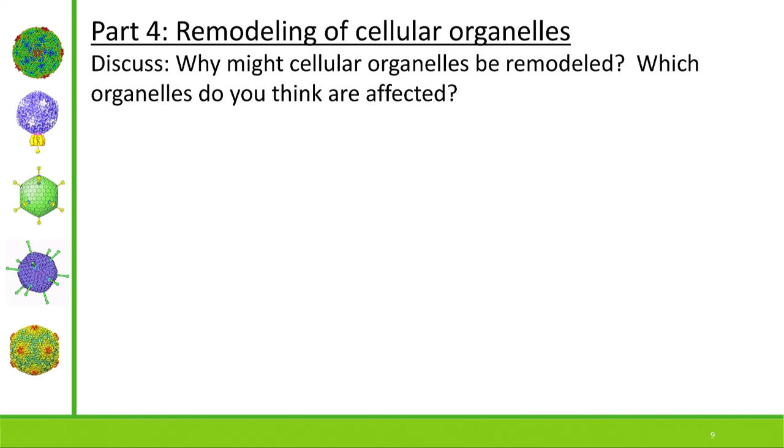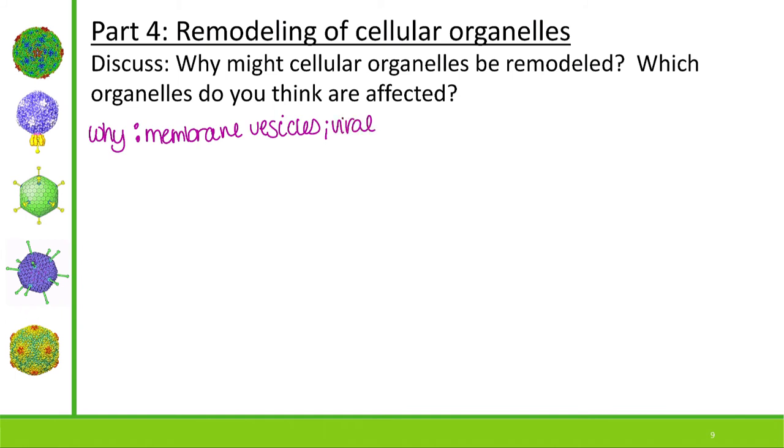All right, so welcome back. Hopefully you've had a fun time brainstorming. So let's start with the why part. Why might these cellular organelles be remodeled? If you think back to replication, especially when we talked about Picornaviridae replication, we talked about how these viruses replicate on membrane vesicles. And so many viruses use membrane vesicles for replication. Those membrane vesicles, they're membranes. They come from those membrane-bound organelles.